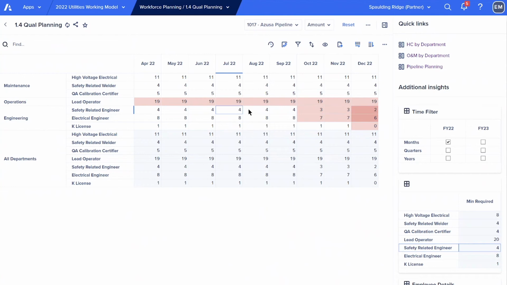But what I'm able to see is that when I apply those expected attritions, those expected movements of people, in October 2022, one of the people that hold the safety related engineer qualification is expected to leave this organization. And then one more is following suit in December. So from a knowledge transfer and retention perspective, from a department leader perspective, from a training perspective, I need to get somebody qualified as a safety related engineer pretty soon. And actually I need 2 people qualified as safety related engineers pretty soon.